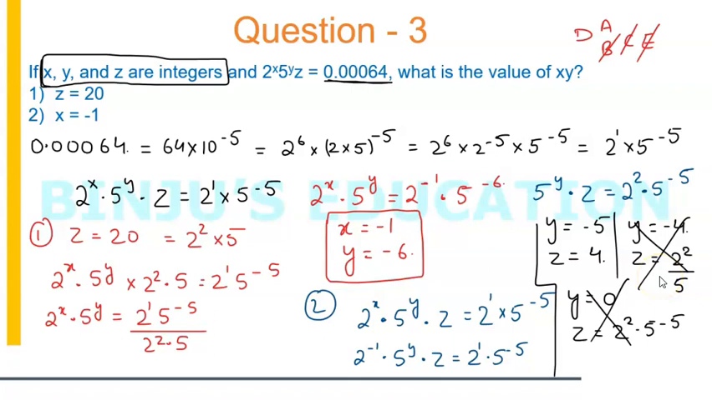And some of you may also think, okay, what about negative values? What about positive values? Negative we have already taken. What if I take y to be, let's suppose, positive 1? In that case, the value of z will become 2 square divided by 5 to the power 6. Again, not an integer value. Now, since we want integer, there is only one possible case, that is y has to be negative 5 and z has to be 2 square, which is 4.